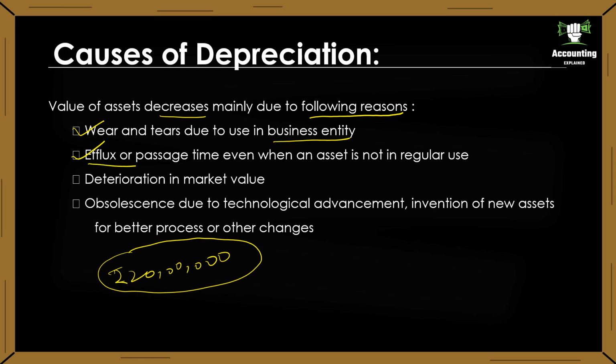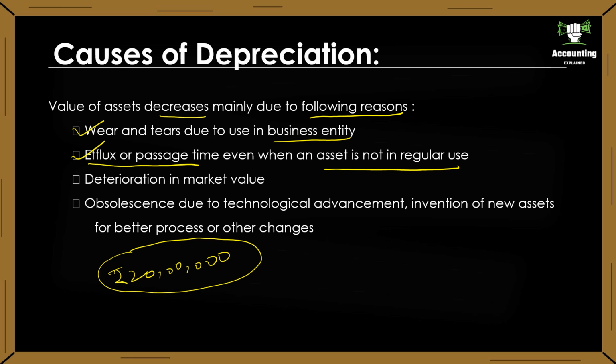Next is efflux or passage of time, even when an asset is not in regular use. Even if you drive the car only occasionally, time can affect its value. Why? Because newer models come out every year with improved features and safety technology. The car model which you bought this year may be of lesser value next year because new models would have come out with improved technologies. Compared to this, your car, even if well maintained, might seem a little outdated after a few years.